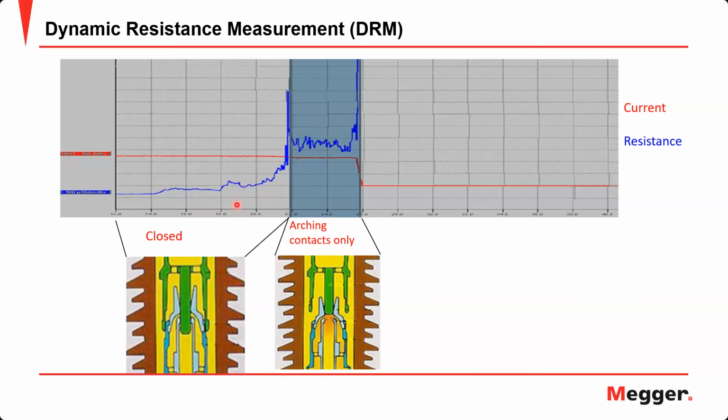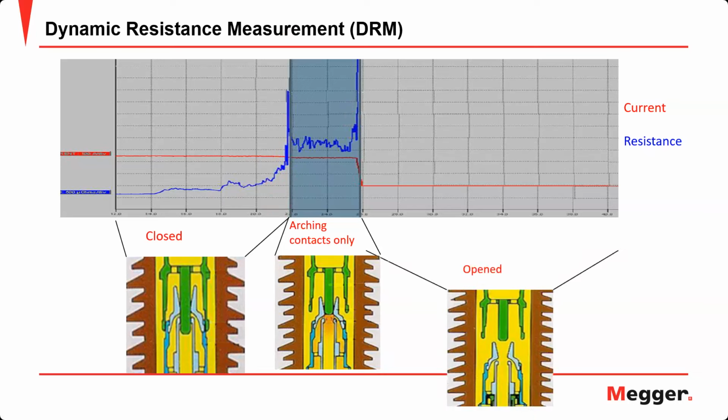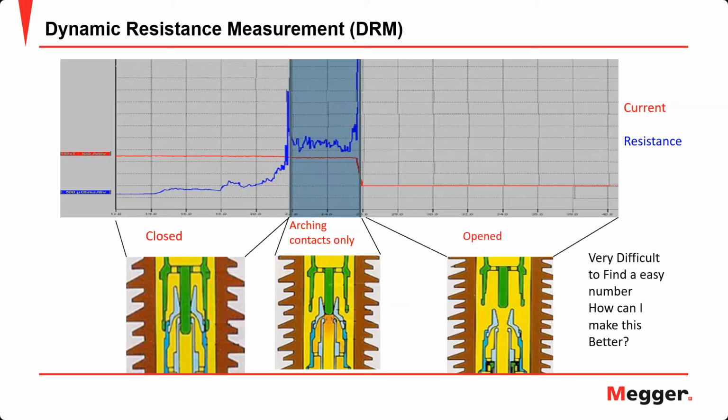And when we issue a command for the breaker to open, and the breaker starts opening, we will get a spike here. This spike represents the separation of the main contacts, and the second spike represents the separation of the arcing contacts. However, with this graph alone, we can't do anything with this value. It doesn't give us any information about the condition of the arcing contacts.